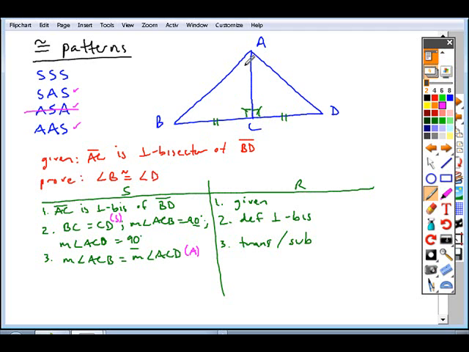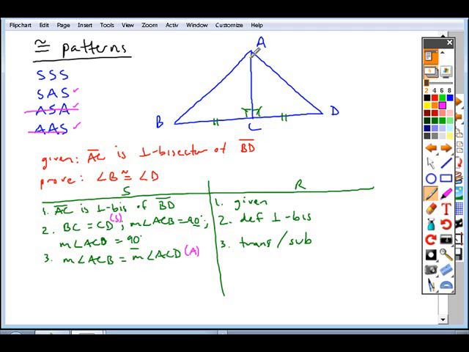AAS: if we could prove this angle up here, angle BAC and angle DAC, are equal, then we could say that the whole triangles are congruent. Can we say that those angles are equal because they're opposite equal sides? No, because that relationship only works within the same triangle, in an isosceles triangle. So in these two different triangles, ACB and ACD, that relationship is not necessarily true. So we're not going to be able to use AAS.